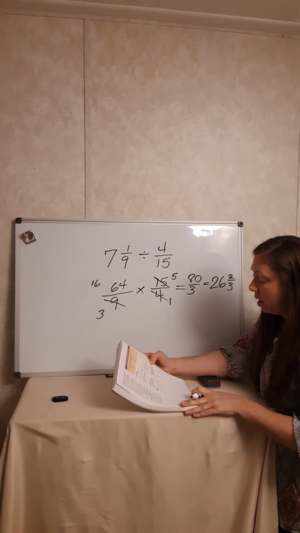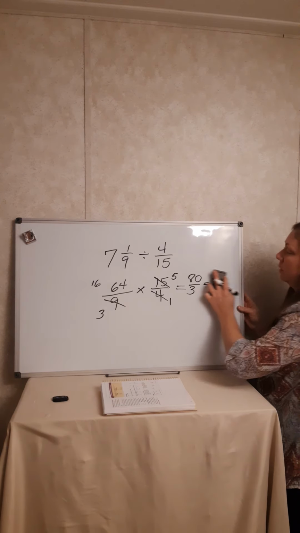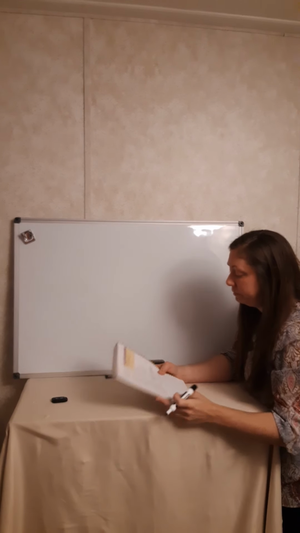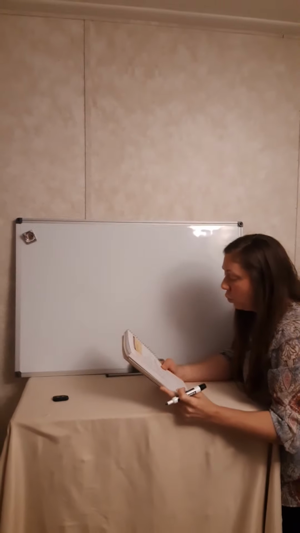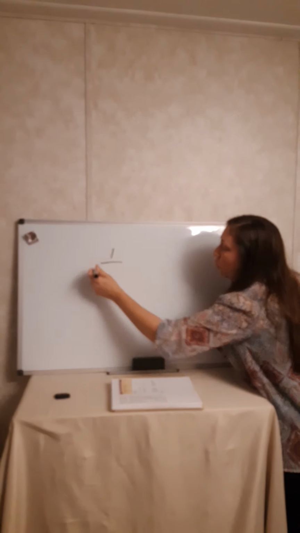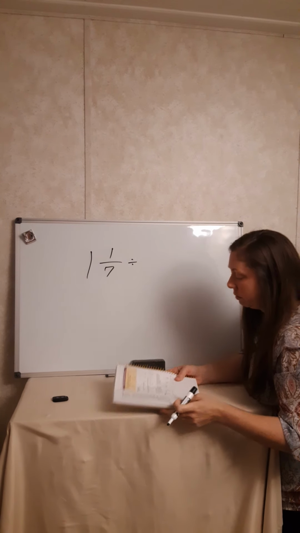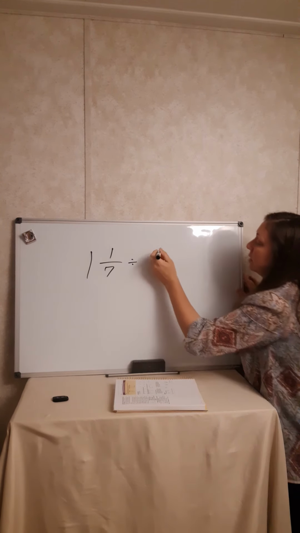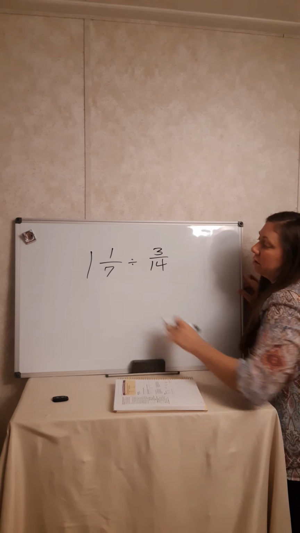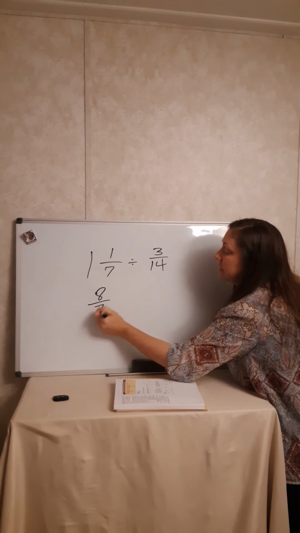The last one, I'll go to letter E. Letter E, this will be our last one. 1 1/7 divided by 3/14. 7 times 1 is 7, plus 1 is 8, so it'll be 8/7.